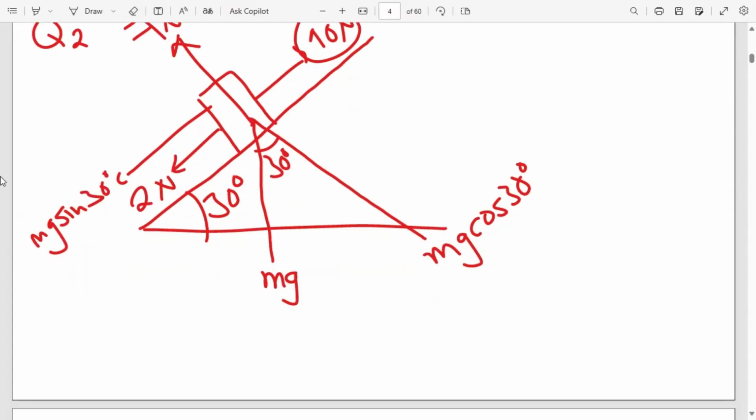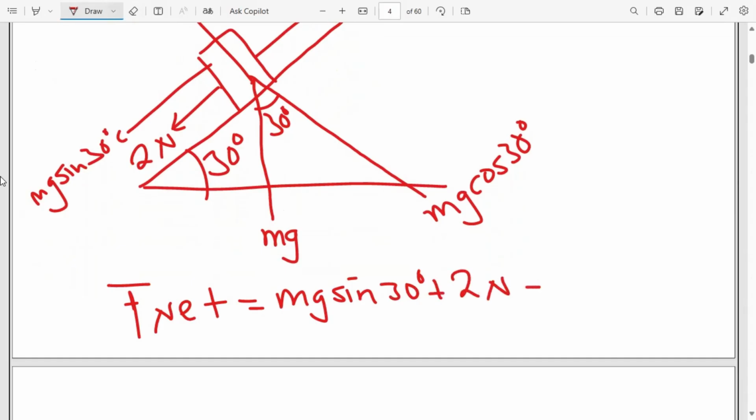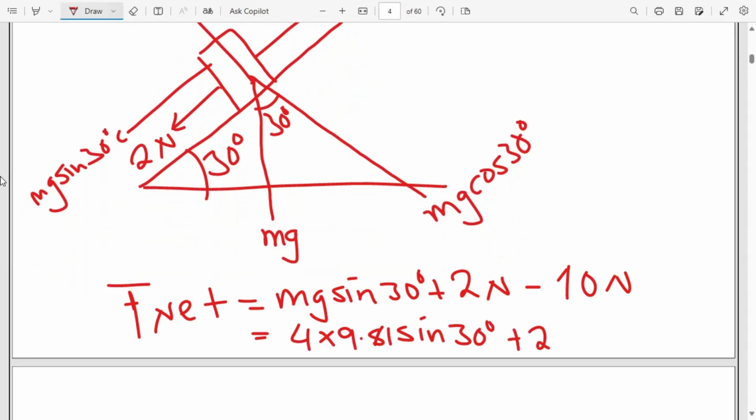So I'll say my net force, F net, will be equal to mg sine theta, or sine 30 degrees, plus 2 newtons minus 10 newtons. So this will be equal to mass 4 multiplied by gravity, 9.81, sine 30 degrees plus 2 newtons minus 10.